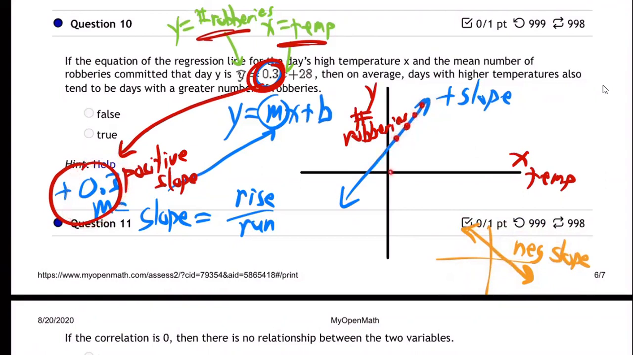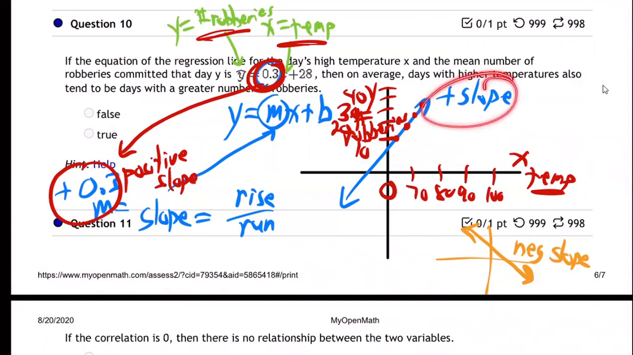So what does that mean? As you go to the right, this is hotter and hotter. Let's just say this is like 70 degrees, 80 degrees, 90 degrees, 100 degrees. These are temperatures. And what are these? Number of robberies in the city, maybe 10 robberies in the city this month, 20. If the average temperature goes up, then the number of robberies is going up. Do you see that? Positive slope.